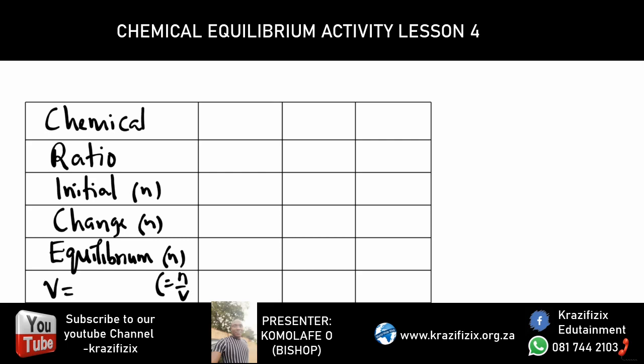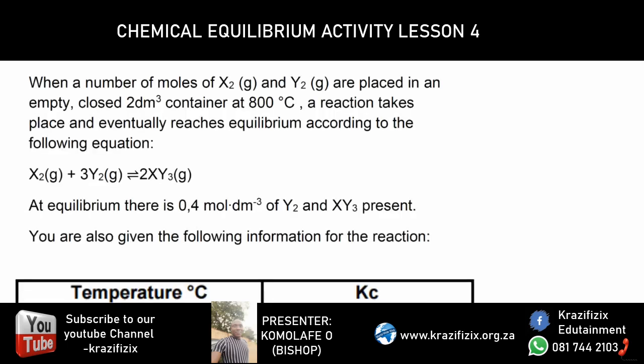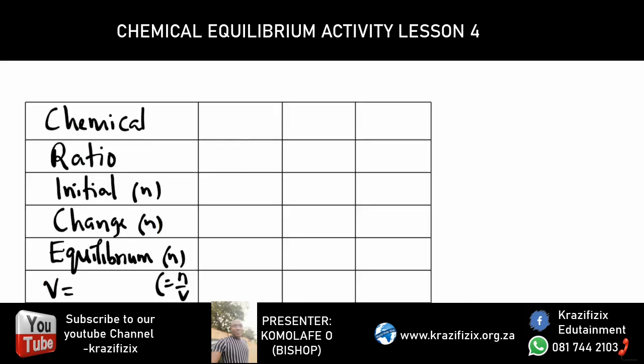Okay, let's go fill up together. We have X2, we have Y2, and XY3. Don't forget, it's 1, 3, 2. X2, Y2, XY3, and it's 1, 3, 2.